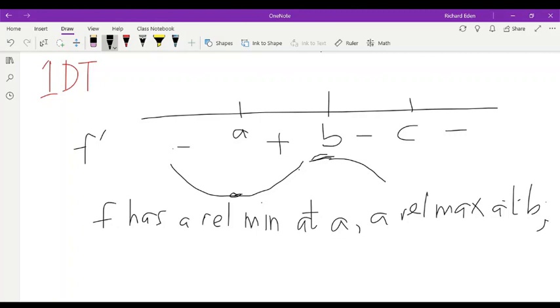and at the number c, the function is decreasing before c and then continues its descent after c. Because there's no change in sign of the derivative, there's no relative extremum at c. Of course, if it was plus plus around c, then the function is increasing before c, and also afterwards. Again, no relative extremum. So f has no relative extremum at the number c.